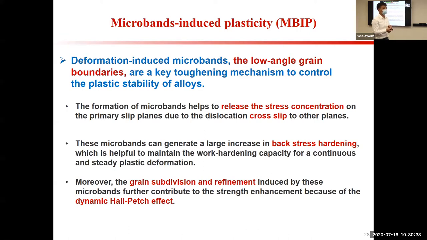And the third one, the presence and especially the dynamic formation of these microbands will cause grain subdivision and also grain refinement, which will further contribute to the strength enhancement because of the dynamic Hall-Petch effect.